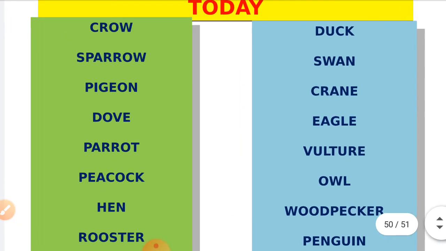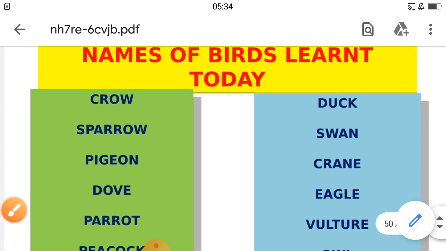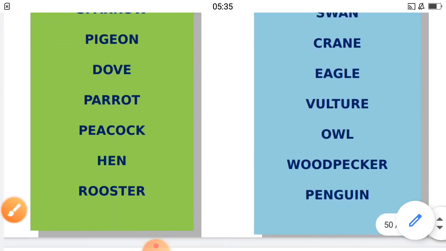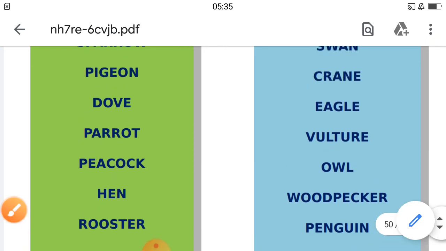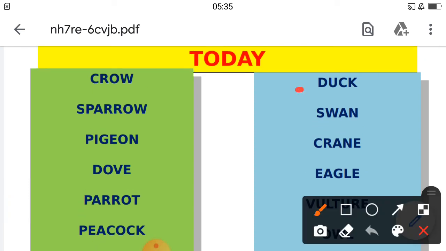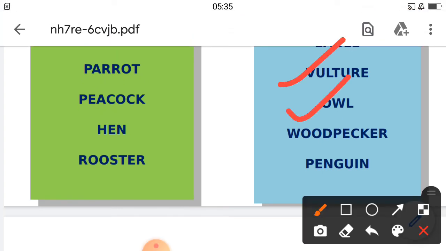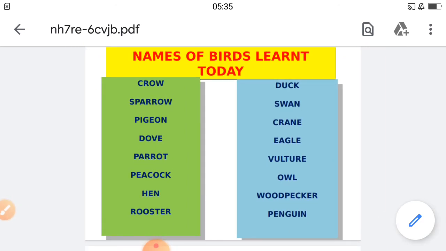Okay, I repeat once again. Crow, sparrow, pigeon, dove, parrot, peacock, hen, rooster, duck, swan, crane, eagle, vulture, owl, woodpecker, and penguin. So dear children, do keep in mind all the names that we have learned today, along with the images.